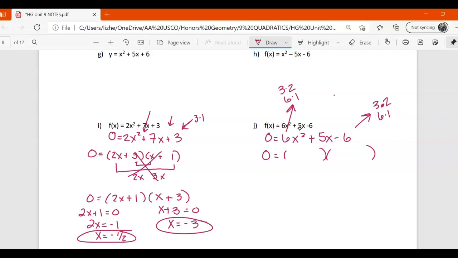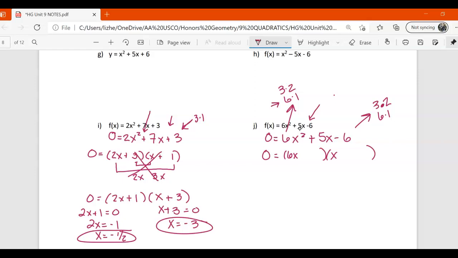And so first of all, we also notice there's a minus sign. So we know our signs will be different. And we know we're going to add to get a +5. So let's just try it. Let's do 6x and x. So I'm trying this first.